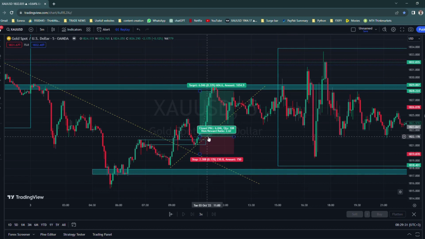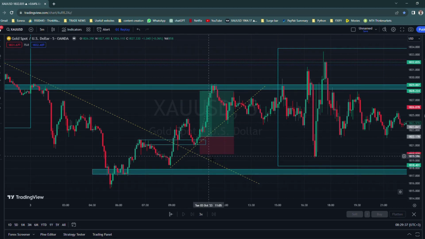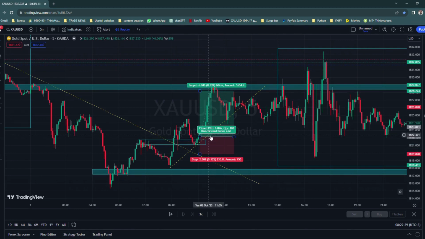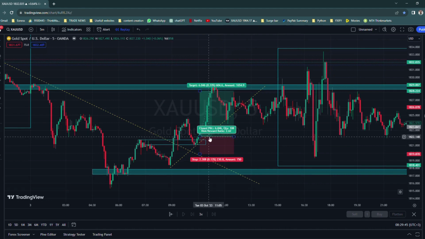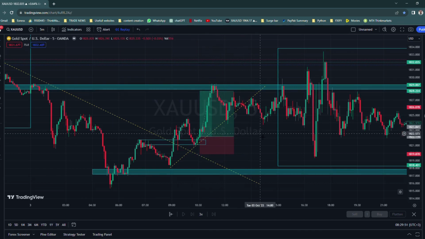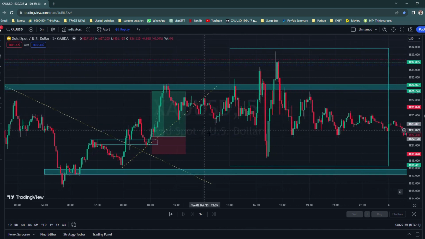If you place an order of 0.1, this could have easily been a risk of something like $20, and a gain of something like $40 to $50. Or if you place an order of one lot, it could have been a risk of $200 and a gain of $400 to $500. So that was it for the London session on Tuesday.